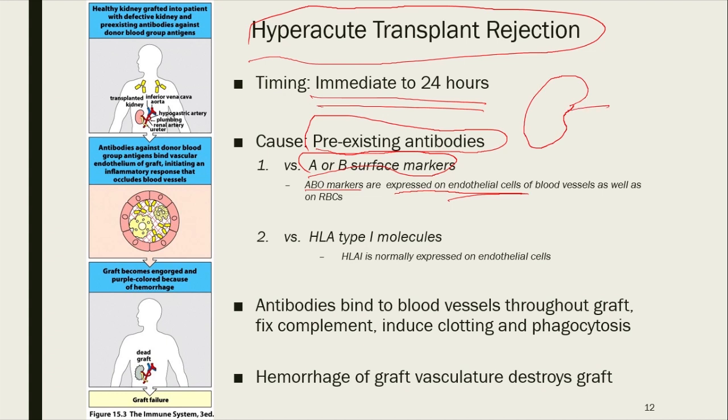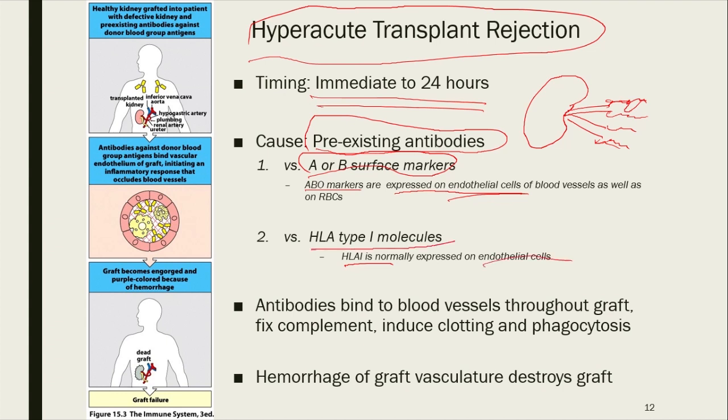Here's a kidney, and there are the blood vessels here. Many times you are making connections with the blood vessels to hook up the replacement there. So blood type is the first thing to match, and then secondly, there's also the HLA class 1 molecule.